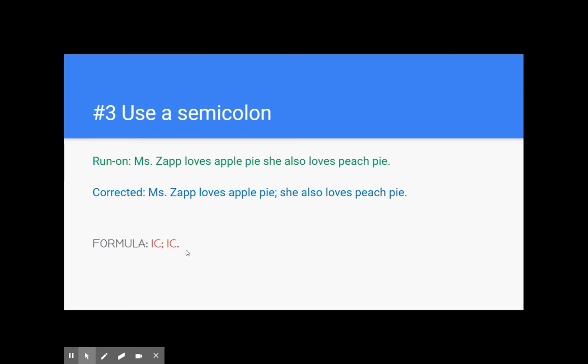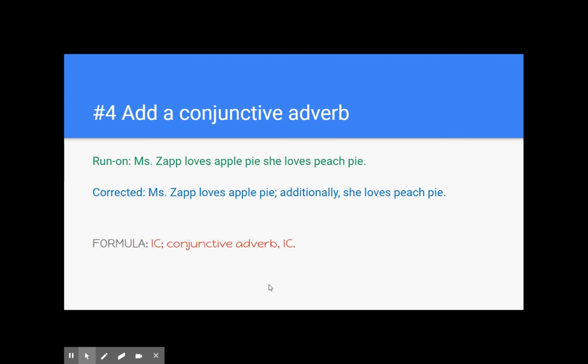But again, this is an easy way to do it. The SAT, for some reason, loves the semicolon. So when you're in your SAT writing section, make sure you use one semicolon. They love to see that. So formula: independent clause, semicolon, independent clause, period. Option number 4, add a conjunctive adverb.